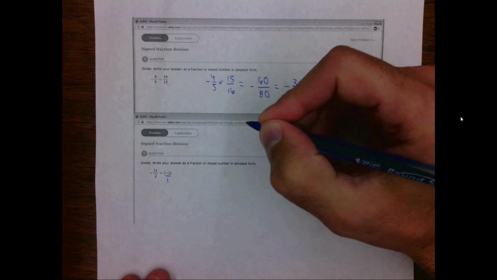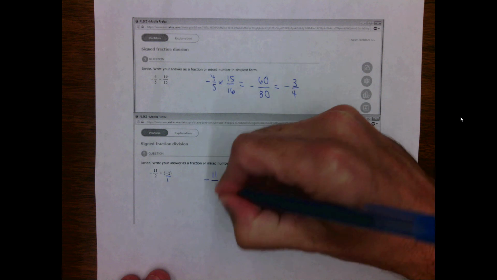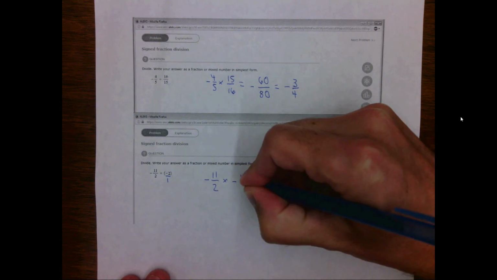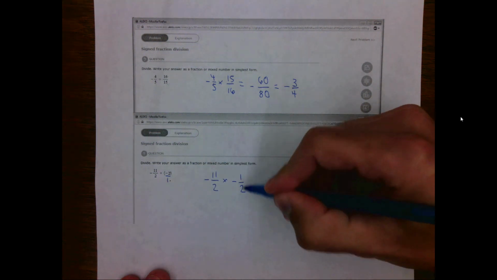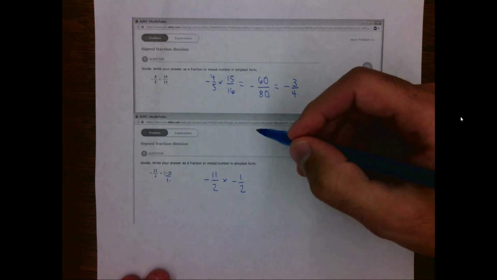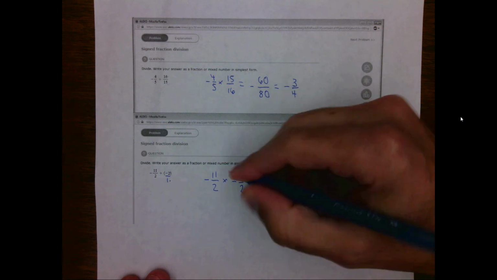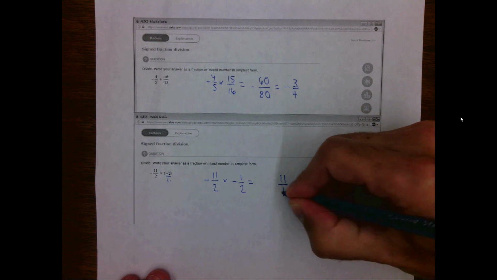Now we repeat the same process. So what we really have is negative 11 divided by 2 times negative 1/2. So we went from 2 over 1 to 1 over 2. We took the reciprocal just like above. We now multiply the tops and multiply the bottoms. So we get 11 divided by 4.